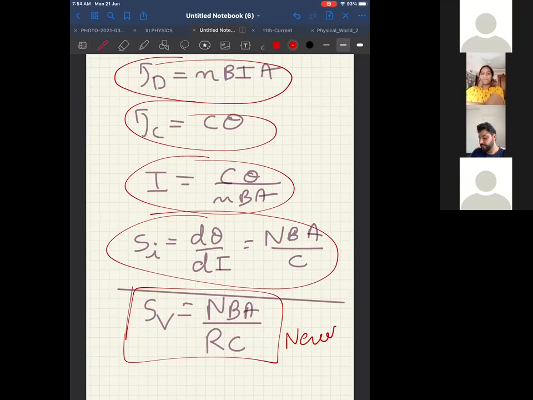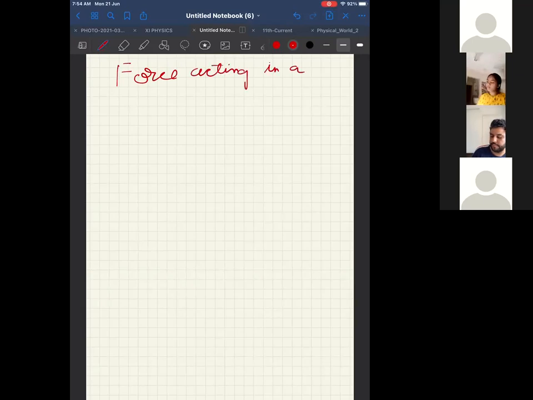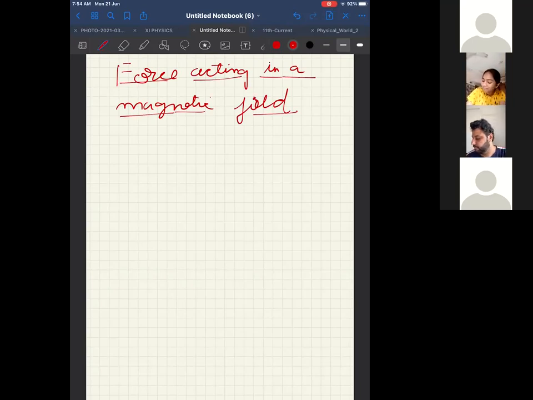Now, in addition to this, finish making a note, all of you. Write down the side heading, force acting in a magnetic field.